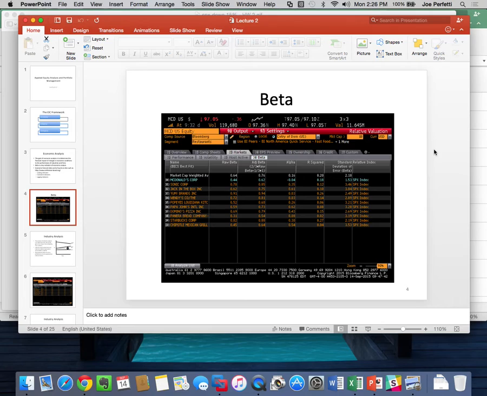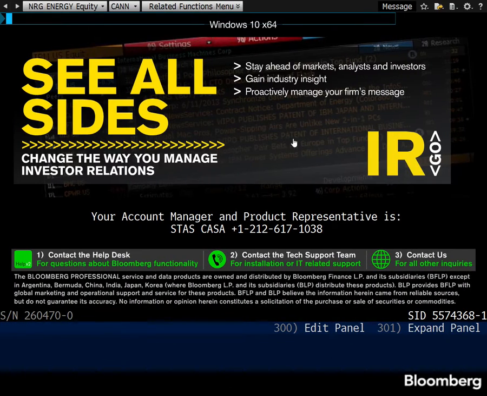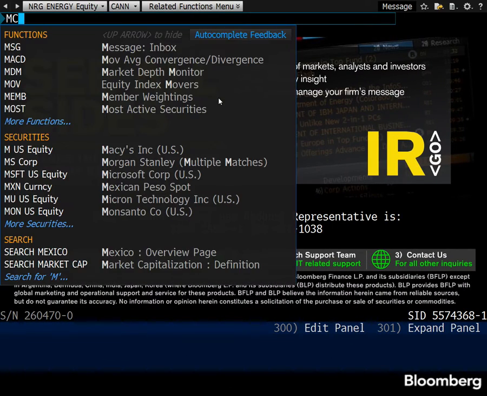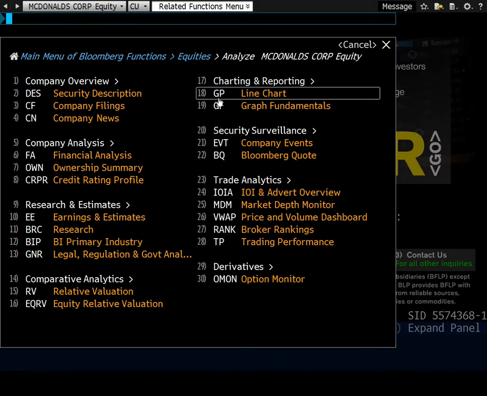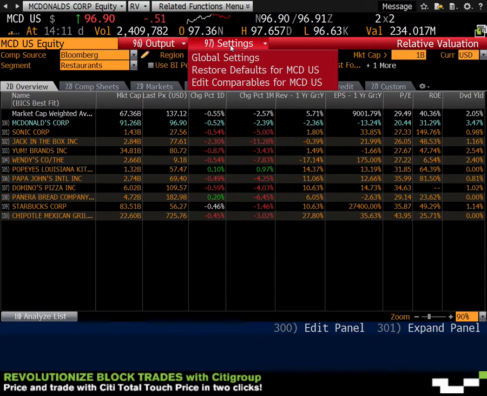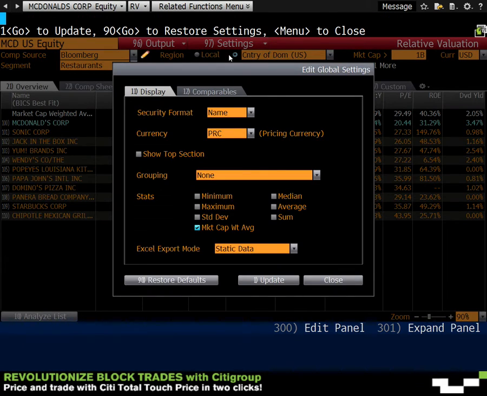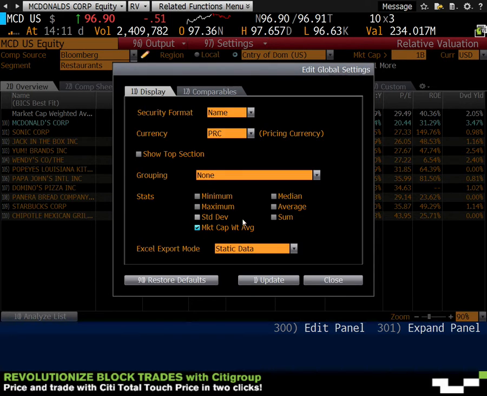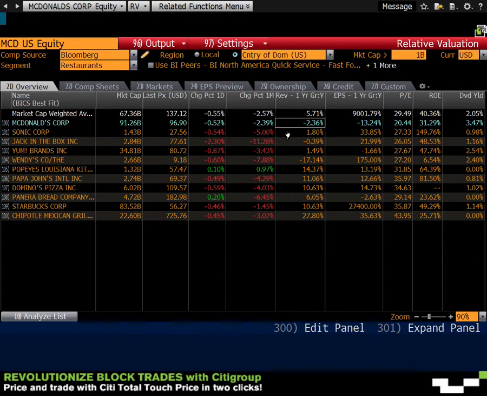So I also want to have a sense of what's the industry beta for fast casual, fast retail food, as opposed to just McDonald's in and of itself. So here's how I do this in Bloomberg. If I haven't done it already, and again, Stas will show you how to do this on Wednesday, when you go to the RV section, you can go to settings, global settings, and one of the settings is you can check this box for statistics, and I check market cap weighted average, so that anytime I bring up a screen in Bloomberg for comparison against peers, it always calculates the market cap weighted average, right?